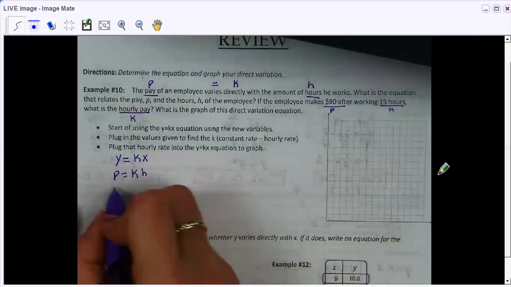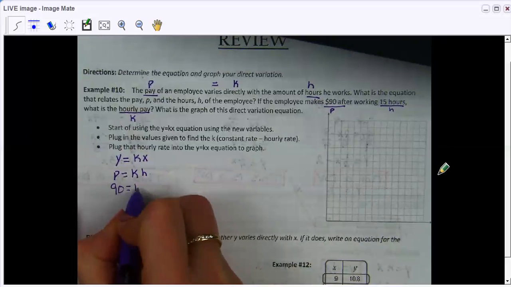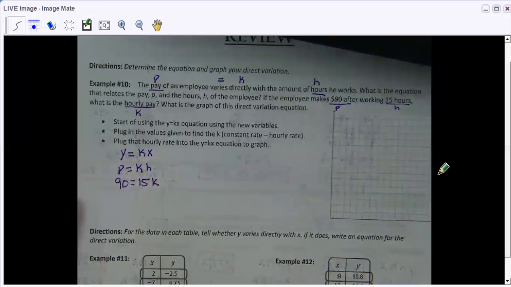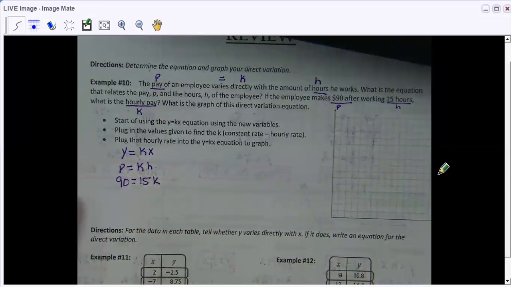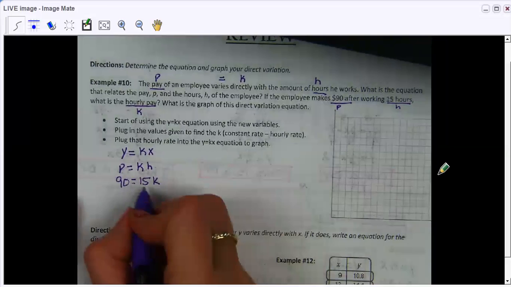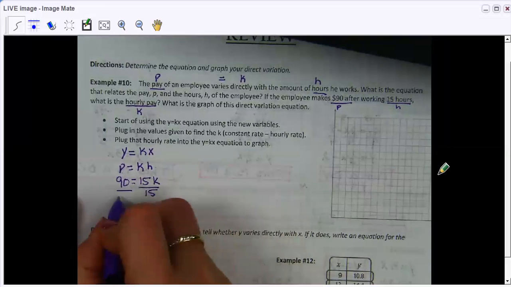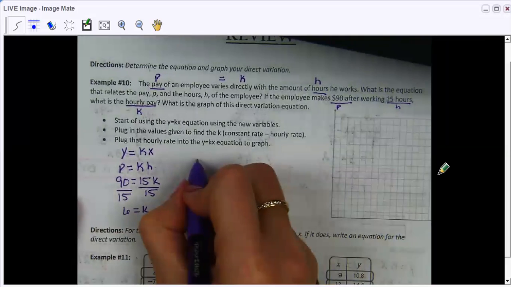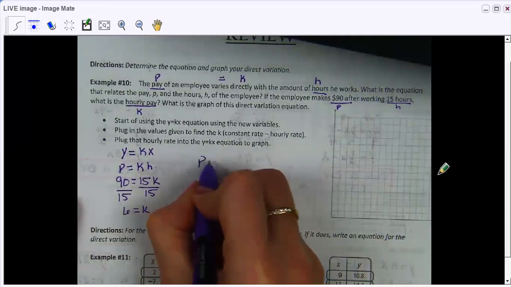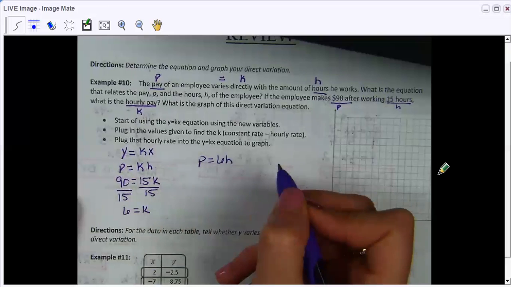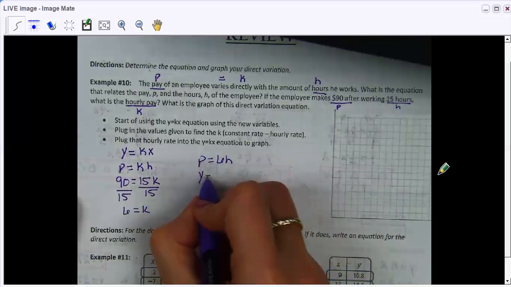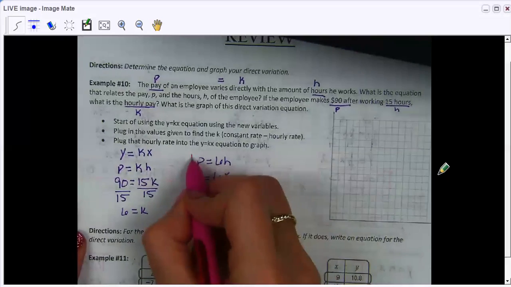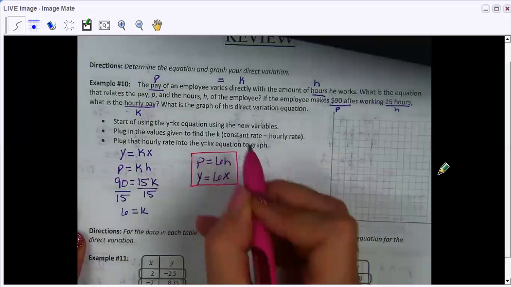So 90 is the pay, 15 is the hours, we're solving for k. And so what you're trying to do is figure out how much this person makes per hour. So when we divide both sides by 15, what do we get? 6. So your equation would be P equals 6H or Y equals 6X. Either one would be fine. And then they want you to graph it.